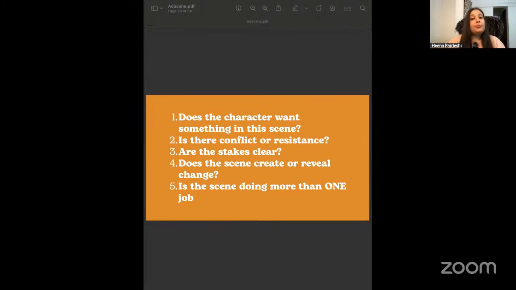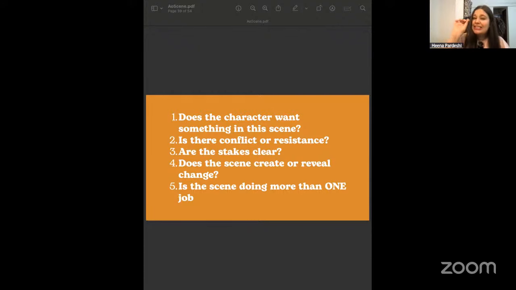Then we have the fifth point. Is the scene doing more than one job? The strongest scenes multitask. They serve the plot and the character and the world building, if you have one. If your scene is doing only one job, it's underperforming.